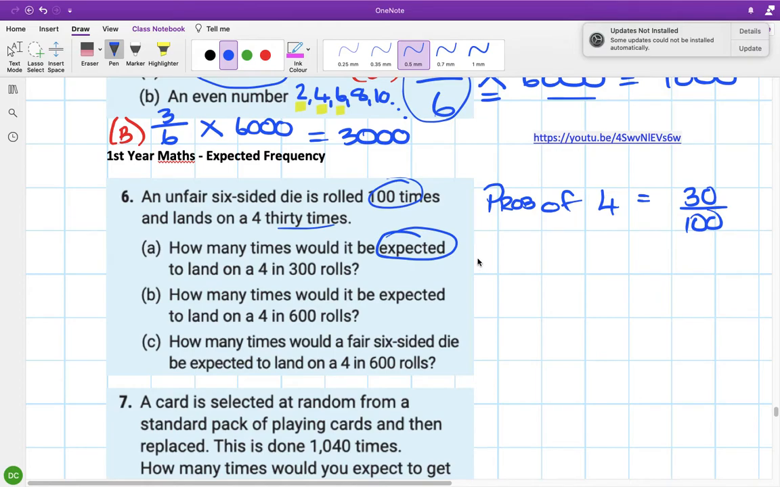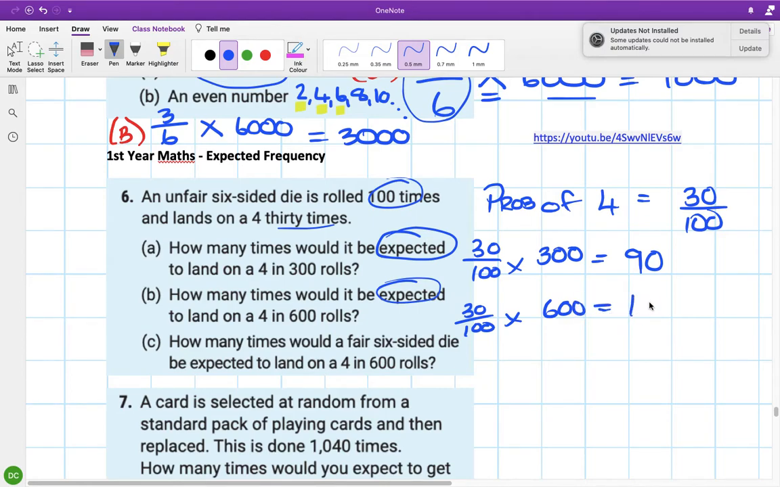So how many times would you expect to land on a 4 in 300 rolls? Remember I said when you want to do expected frequency, it's the probability multiplied by the number of trials. So that's 90 times. How many times would you expect to land on a 4 in 600 rolls? You take the probability and multiply it by the number of trials. That's 180.